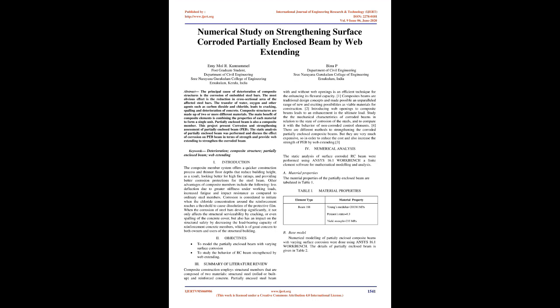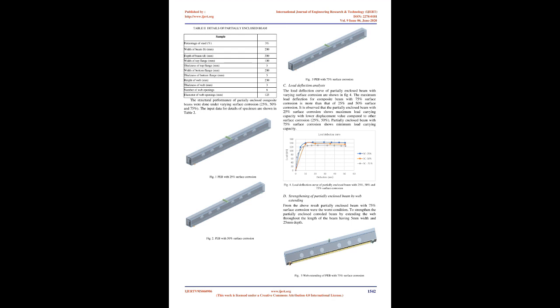3. Study the mechanical characteristics of corroded beams in relation to the state of corrosion of the steels, and compare it with the behavior of non-corroded control elements. 4. There are different methods to strengthen the corroded partially enclosed composite beams. But they are very expensive, so in order to reduce the cost and also increase the strength of PEB by web extending.